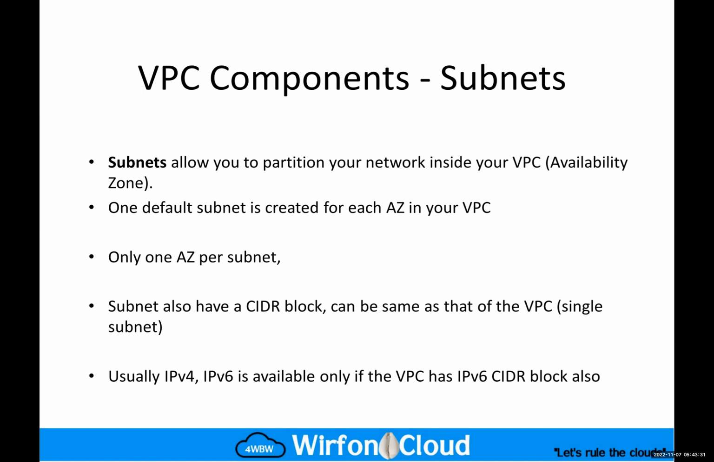Usually you have your CIDR block in IP version 4, and IP version 6 is available, but you can also restrict your VPC to just IP version 4. But it is not possible to restrict it to only IP version 6. And so if your VPC has IP version 6 enabled, then your subnet can also have an IP version 6 CIDR block.